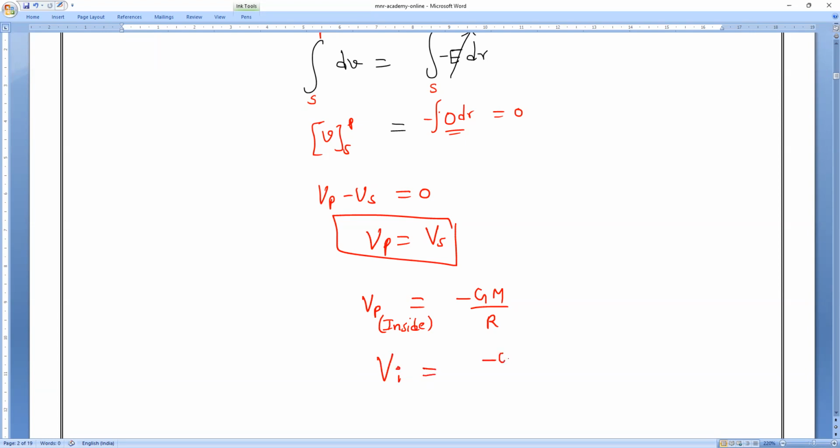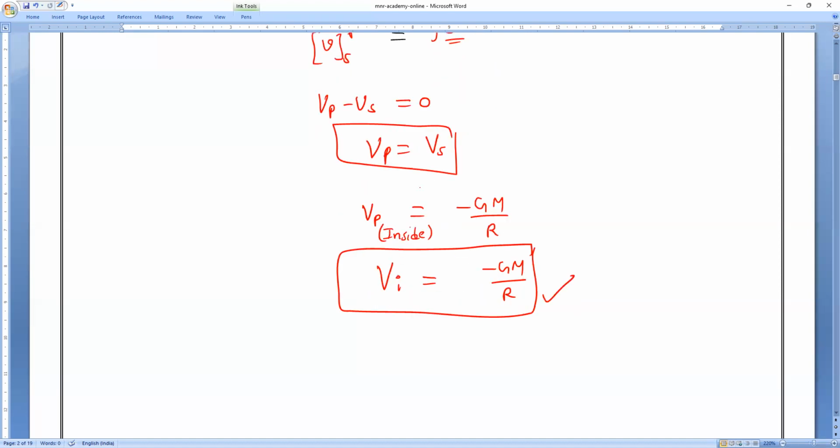So Vi is equal to, what is the formula, everybody? Potential inside is equal to minus Gm divided by, please respond everybody, R. Understand? So here, this is what you have to remember. Of course, you can make it.